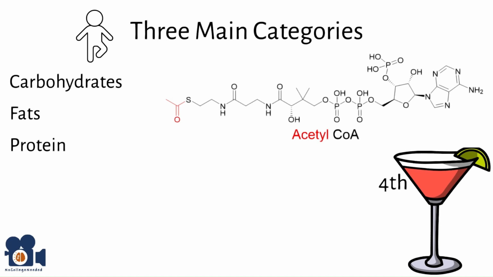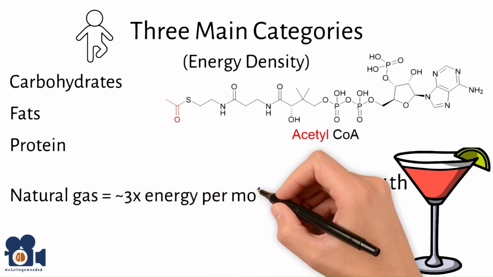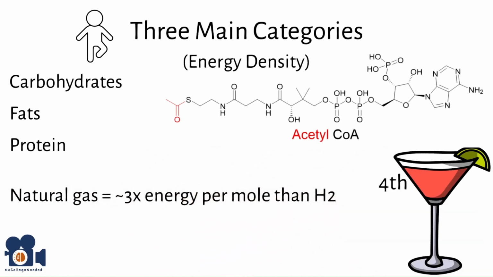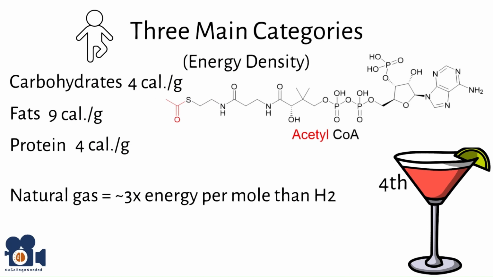The difference between the carbohydrates, fats, and protein is their energy density. Similarly to how methane, the main component in natural gas, produces approximately 3 times the amount of energy per mole than hydrogen does, a gram of fat provides 9 calories per gram, while carbohydrates and proteins provide 4 calories. But what about our alcoholic? They get 7 calories per gram from alcohol.